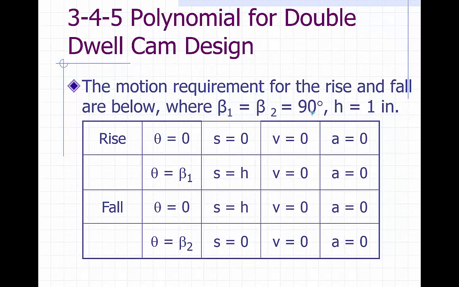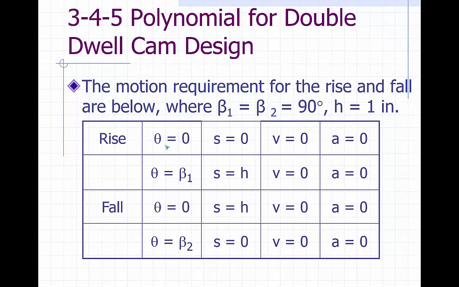2 are both equal to 90. They're equal in this case, but they do not have to be. And in this particular example, our h is going to be equal to 1 inch. And so we see in our first two rows our rise requirements, or our rise boundary conditions.